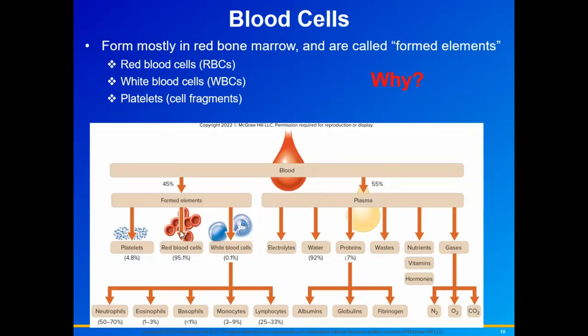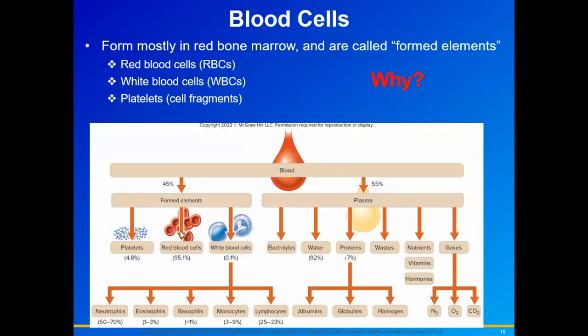So the correct term for these items is formed elements. They constitute approximately 45% of the blood. The other 55% is blood plasma. I really like this chart because I think it lays everything out very nicely. We're going to talk a little more about plasma components later. We'll talk about red blood cells, white blood cells, and then platelets first. So this is going to be a series of lectures.